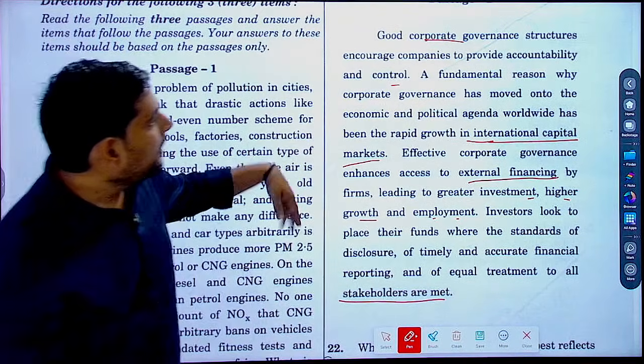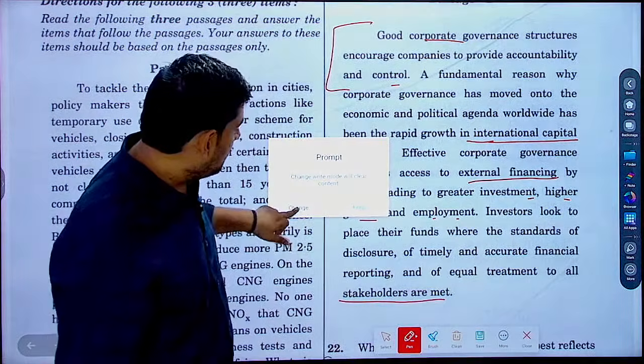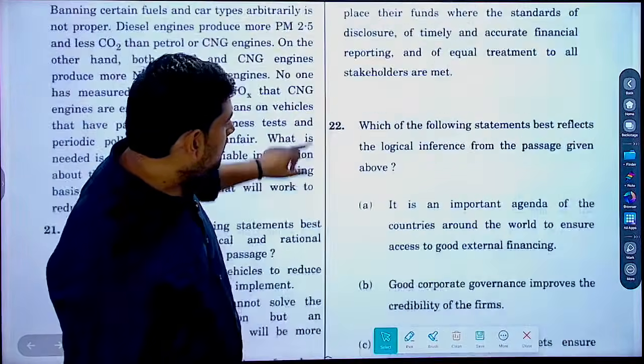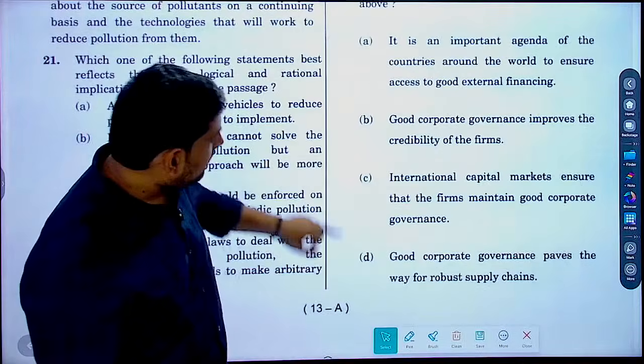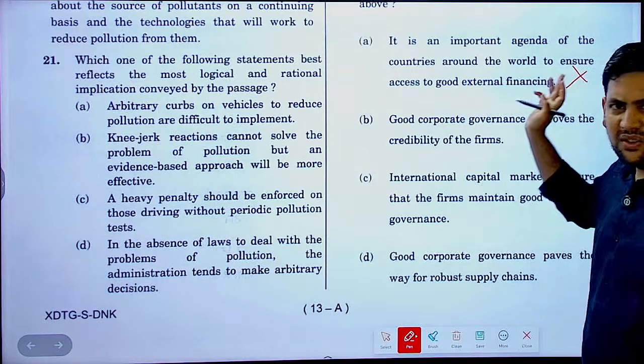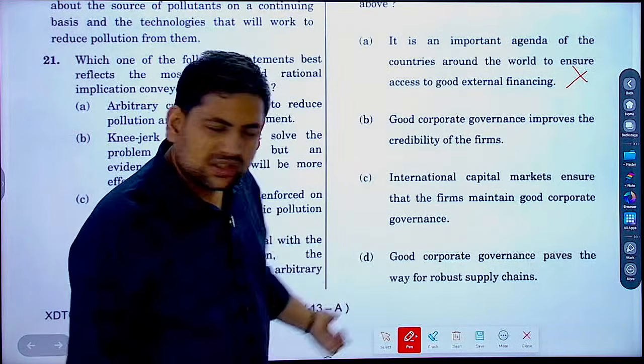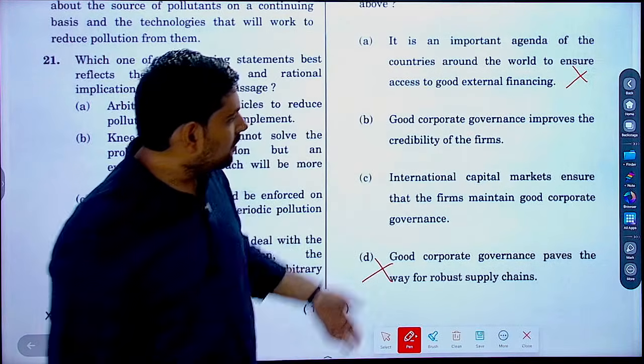Now, if you look, you might get confused between two options. See, the first is incorrect. External financing of the agenda of the countries around the world. No. Then it is not talking about supply chains either, so this is also wrong. Now these two are confusing.